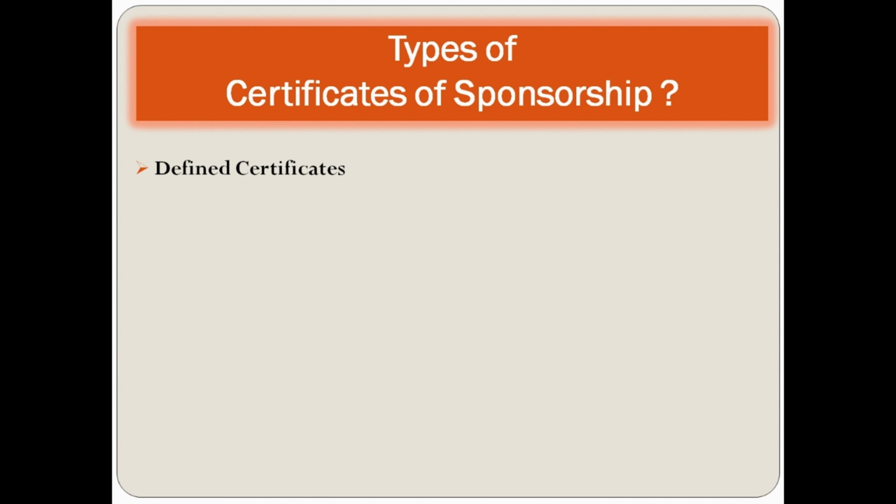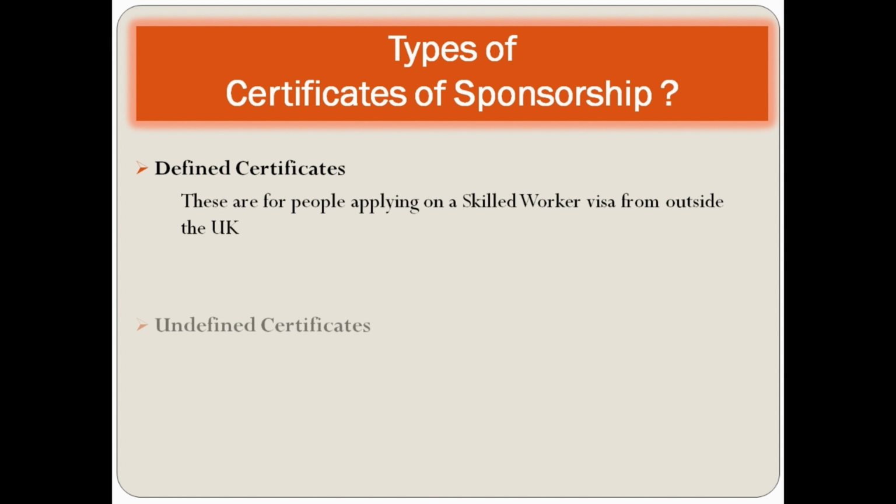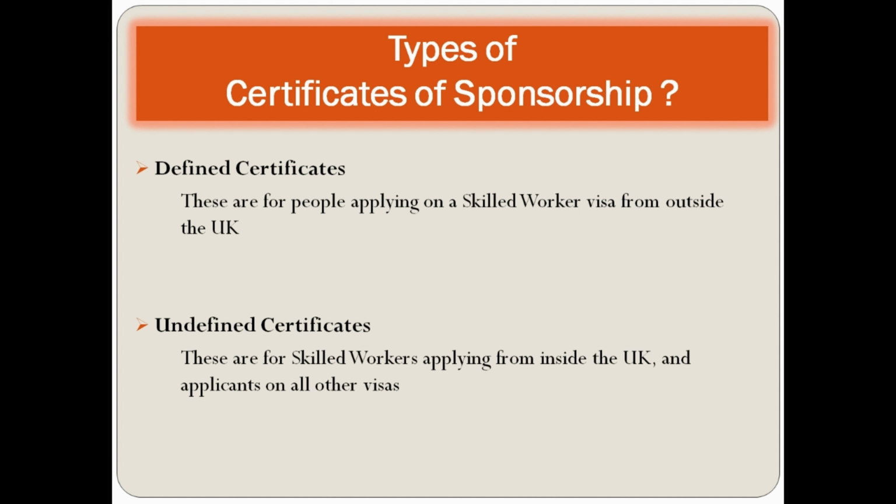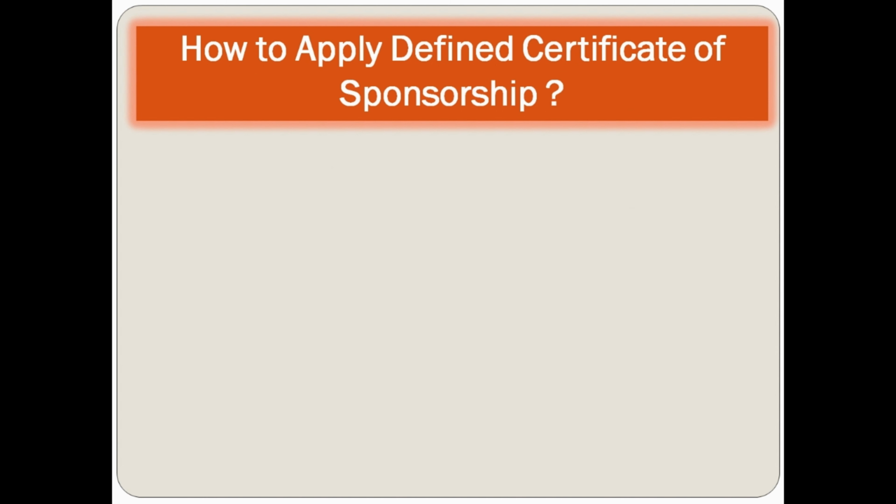Types of certificate of sponsorship. There are two types of certificate of sponsorship. One is defined, the other one is undefined. Defined certificates are for people applying for a skilled worker visa from outside the UK. The undefined certificates are for people who are applying from inside the UK, and the applicants are on other visas. So, for example, if anyone got the spouse visa and wanted to convert to a skilled worker visa, then they need to have an undefined sponsorship certificate.